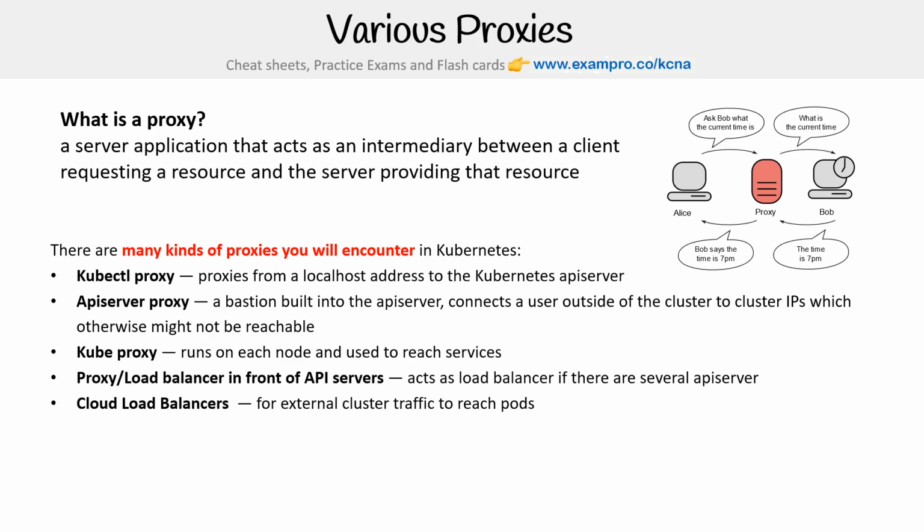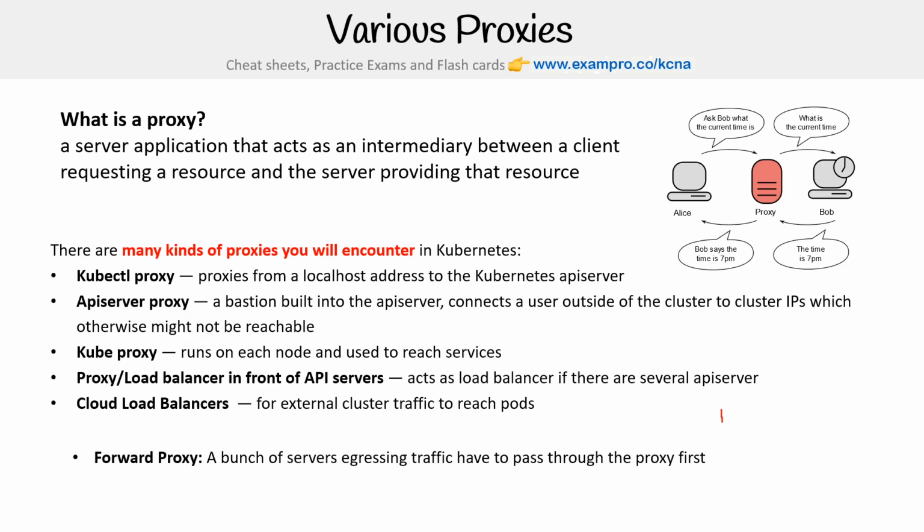And just to give more general information about proxies, there's the concept of a forward and a reverse proxy. A forward proxy, which is the default when we just say the word proxy, is where a bunch of servers egressing traffic have to pass through the proxy first. So imagine, I'm going to just draw little boxes here: you have three servers, and in front of them there is a proxy. They're all going to go through this proxy, and that acts as a way of filtering or doing things with their requests.